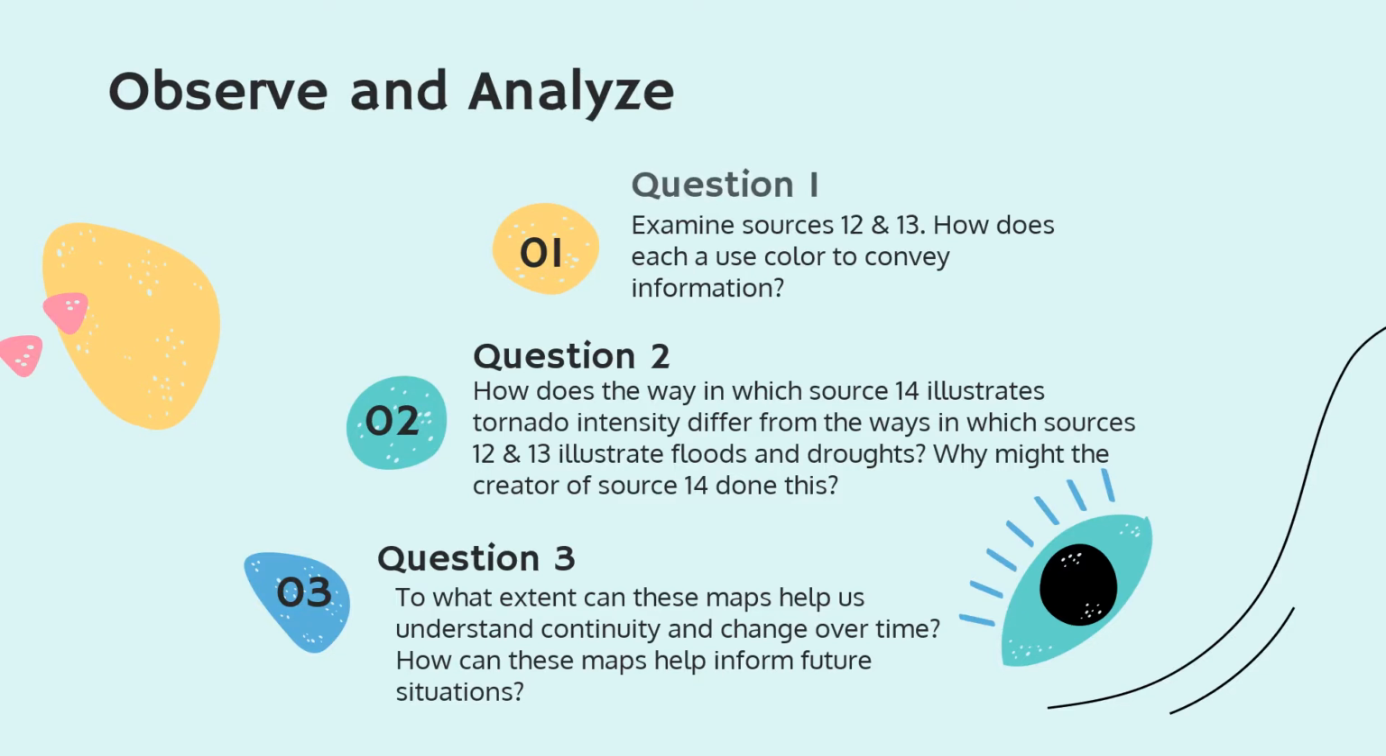So we are looking at question 1. You are going to examine sources 12 and 13, and I'm going to pull them back up in the video so you don't need to rewind or anything. How does each map or image use color in order to convey information? So let's go ahead and forward, and we're going to look at sources 12 and 13. Again, you are writing down how each map uses color to convey information.